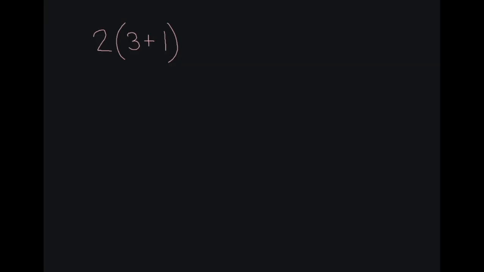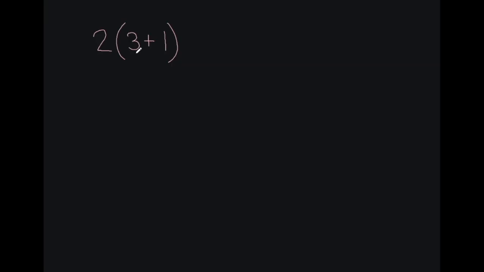Take a look at our first problem here. We are going to start with an easier problem and get more complex as we go. This first problem, we have 2 times the quantity of 3 plus 1. Let's identify the outside number. That would be our 2. We will multiply the 2 by everything inside the parentheses.